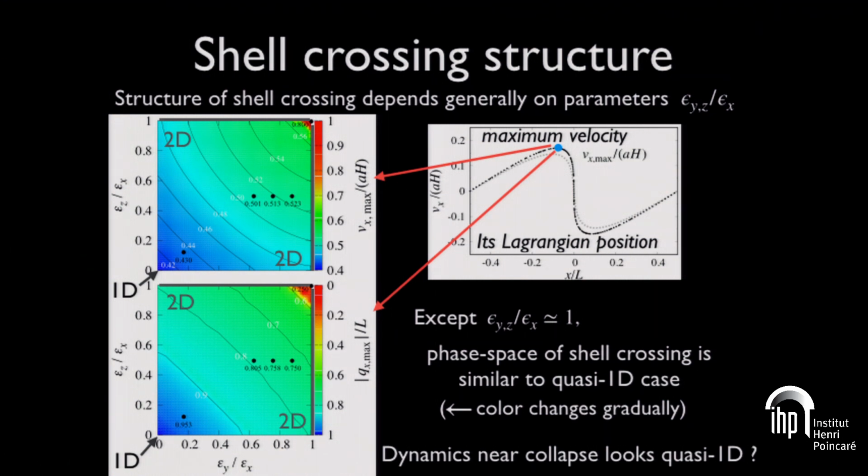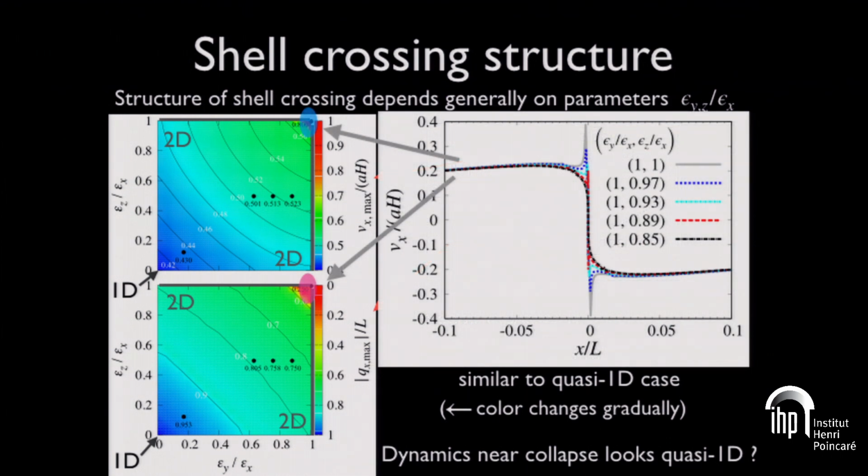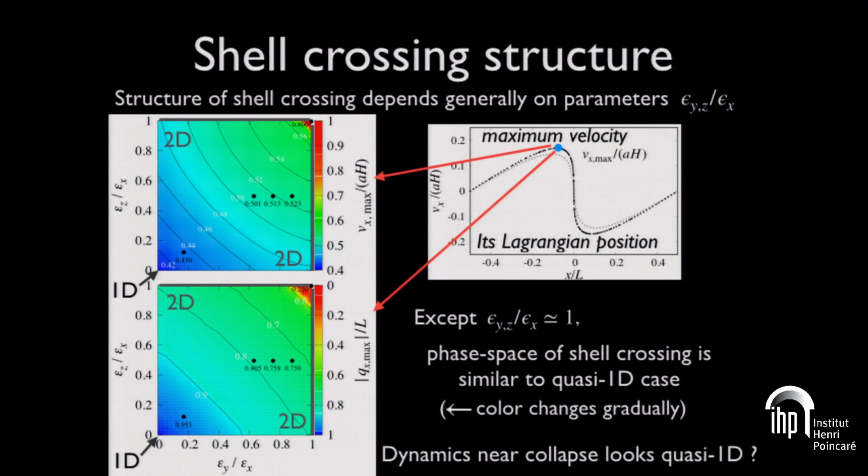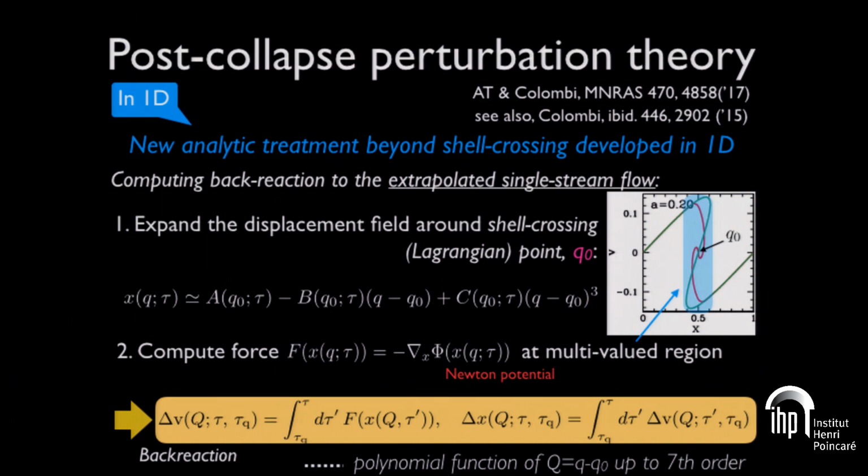So in other words, except for this part, most of the shell crossing structure is very close to the one-dimensional case. This is a very peculiar feature you see. You have some spiky structure, but except for that, almost all the shell crossing structure is quite similar to what we see in the one-dimensional case. So this may be very promising in the sense that we can somehow describe shell crossing structure and beyond shell crossing using some one-dimensional treatment. So this point motivates us to develop some technique to go beyond shell crossing.